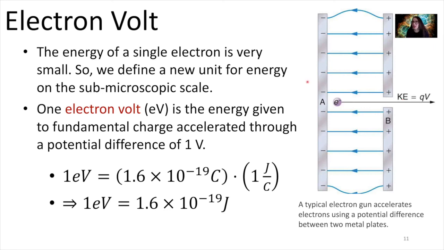This image is actually an example of something called an electron gun, and it accelerates electrons using a potential difference between 2 metal plates. Anytime you have a potential difference, you also have an electric field there, and you can use that potential difference in order to move charges. So we're going to use this idea of potential differences and work and conservation of energy in order to understand how charges move within a potential difference.